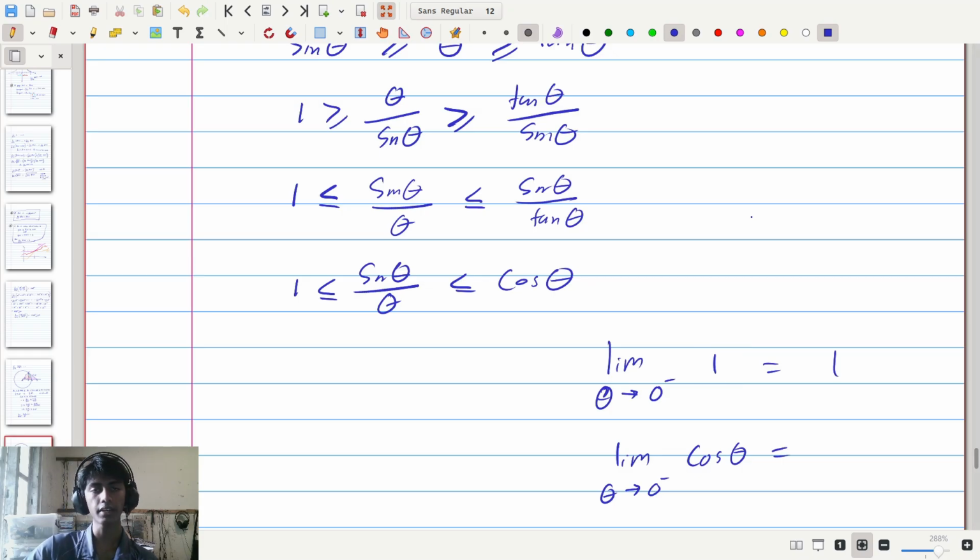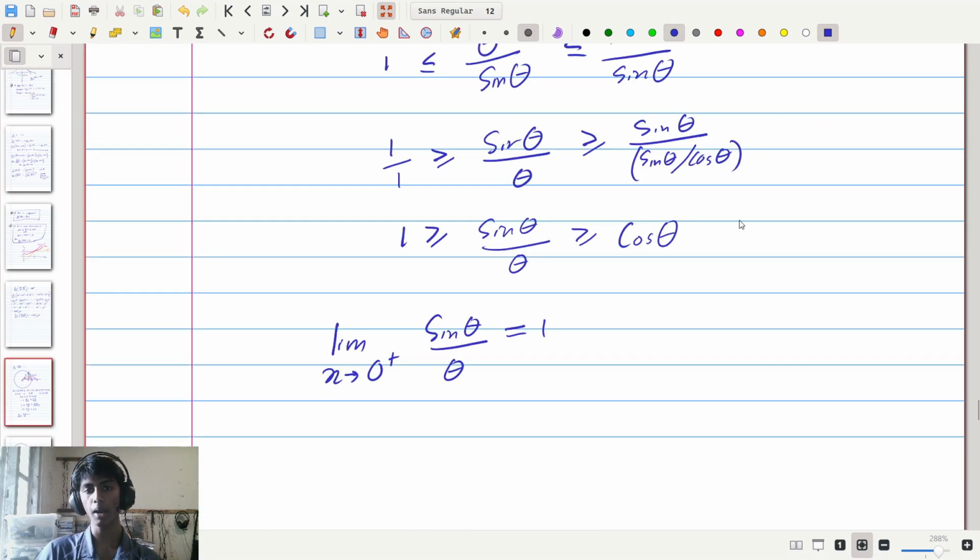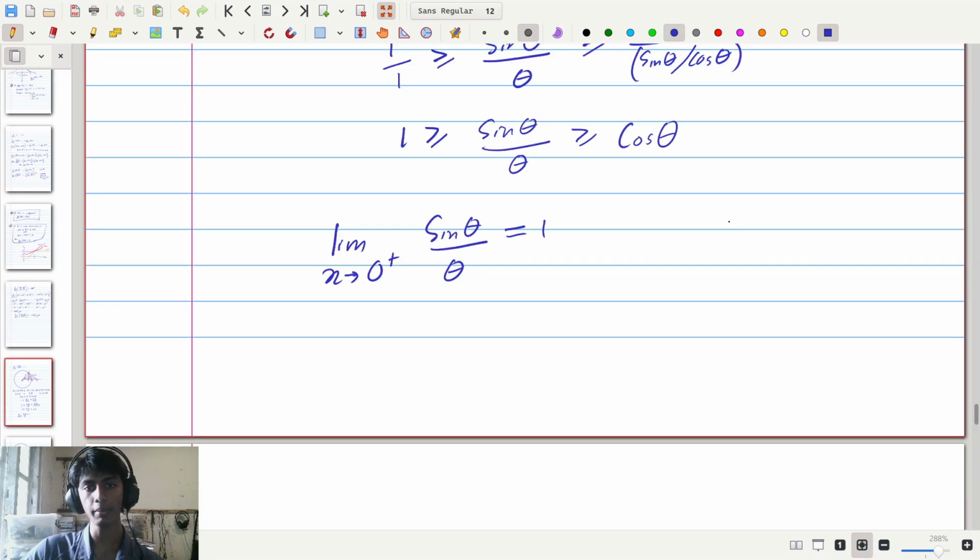As for cosine of theta, the limit of cosine of theta as theta approaches 0 from the negative direction is also the cosine of 0, which is going to be 1. So here the two limits agree with each other. This is equal to 1 and this is equal to 1. Therefore the thing in the middle is also going to be equal to 1. So therefore the limit as theta approaches 0 from the negative direction of sine theta divided by theta is going to be equal to 1.